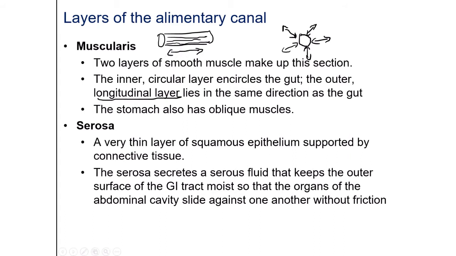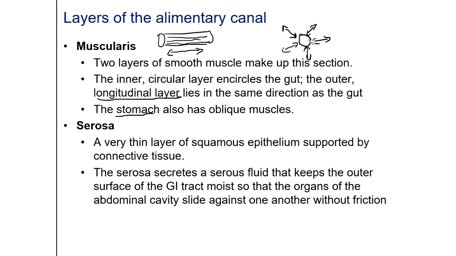If you think about it, moving back and forth, that's what the contraction will do for the longitudinal layer. So the squeezing action combined with this back and forth motion is going to help push the food forward in your GI tract. So for the entire GI tract, you're going to have two layers of muscle, but the stomach has an additional layer called the oblique layer, the oblique muscle.